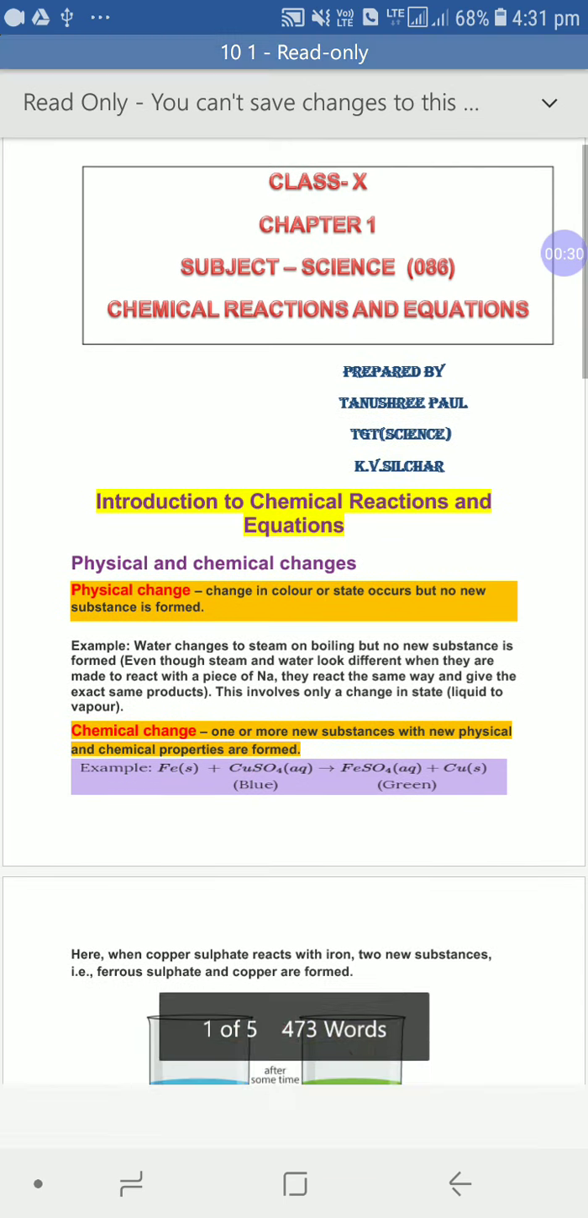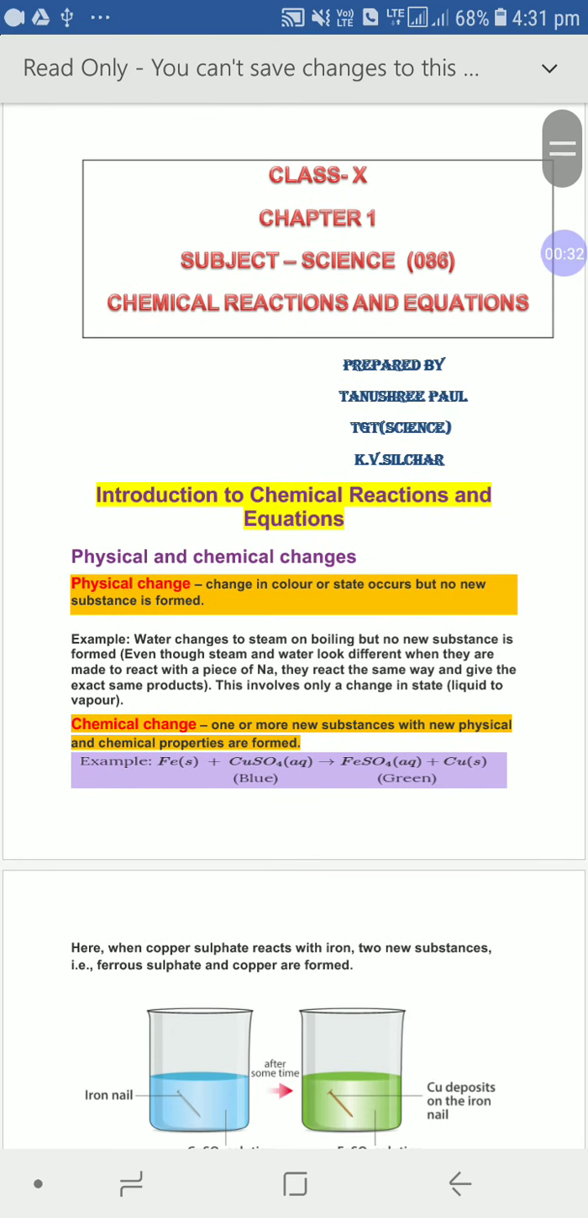As we have already studied in our previous class, what is physical change? A change of color or state, in which no new substance is formed. Suppose water changes to steam on boiling but no new substance is produced, then this type of change is known as physical change. In this only a change of state takes place, that is liquid to solid or liquid to vapor, etc. But chemical reaction is totally different.